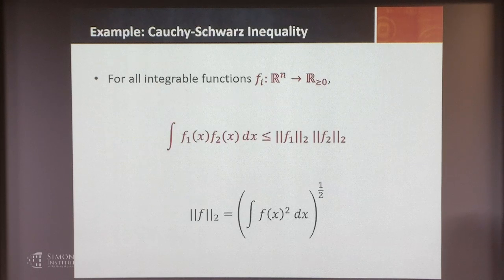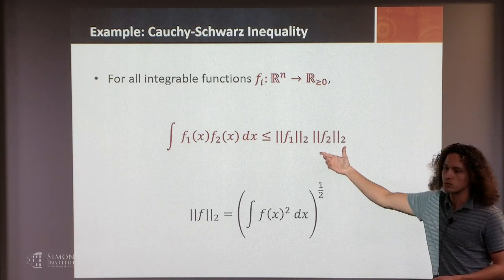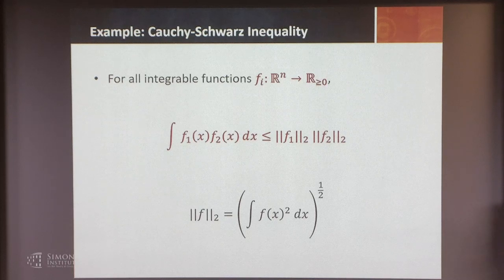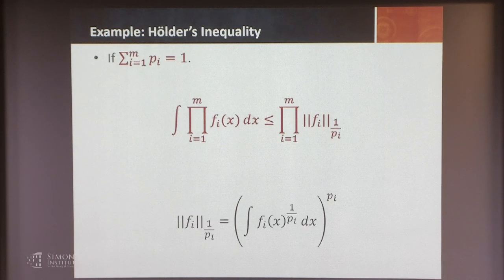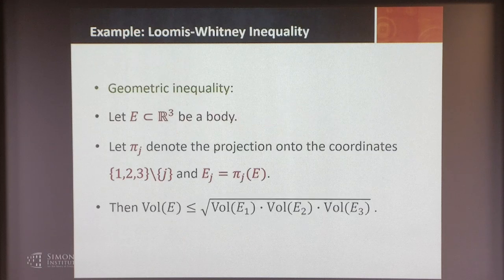So let's just see some examples of inequalities that fall within this framework. For example, Cauchy-Schwarz that we know and love. For all integrable functions, the integral of the product f_1 f_2 is less than or equal to the product of the L2 norms. Hölder's inequality, which generalizes Cauchy-Schwarz, is, again, the integral of the product is less than or equal to the product of these 1 over p_i norms.